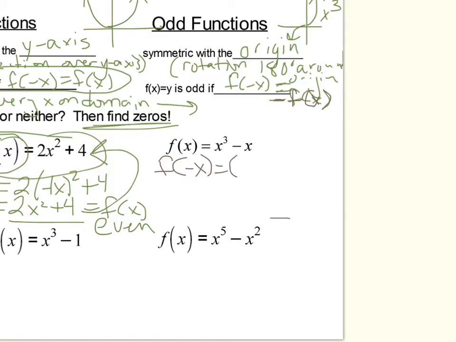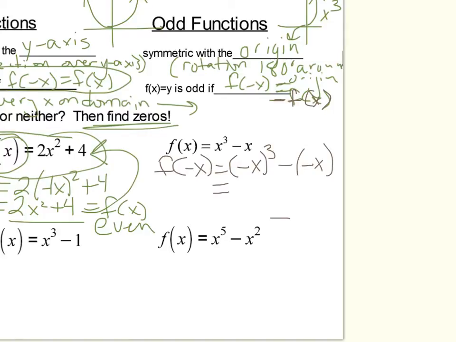So we're going to go ahead and substitute. Everywhere we see an x, we're going to change it to the opposite of x. Now, it's really, really important that you substitute in parentheses. So that's why I put parentheses here. So let's see. We got negative x cubed. Well, a negative x cubed times a negative x cubed times a negative x cubed. I said that badly.